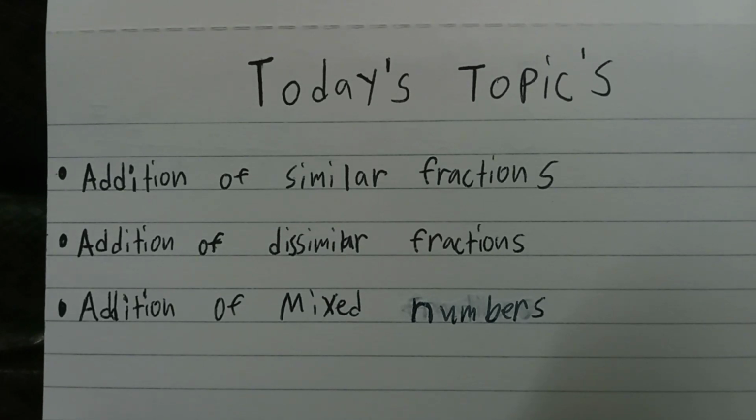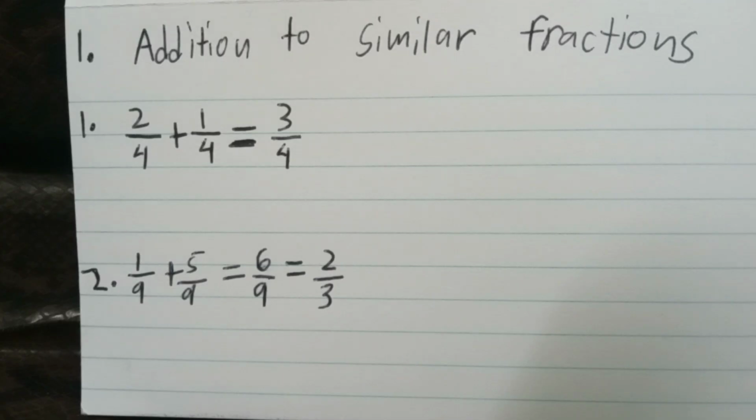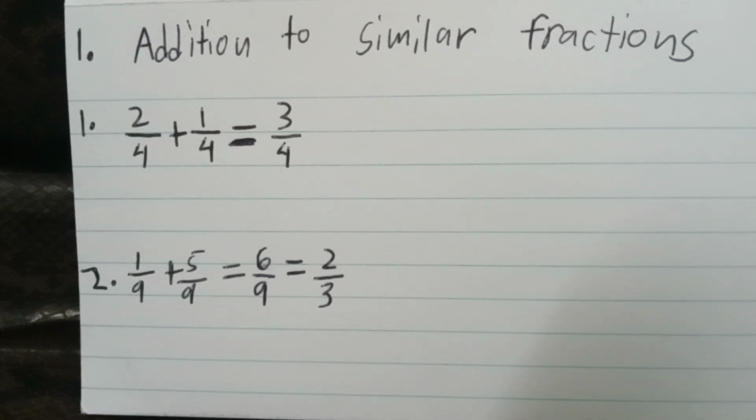Today we will be having three topics to discuss, which are addition of similar fractions, addition of dissimilar fractions, and addition of mixed numbers. So, as you can see here, we have two examples with the final answer. But don't worry, I'm going to explain to you how we got the final answer. I'll be guiding you through four steps to get to the final answer.